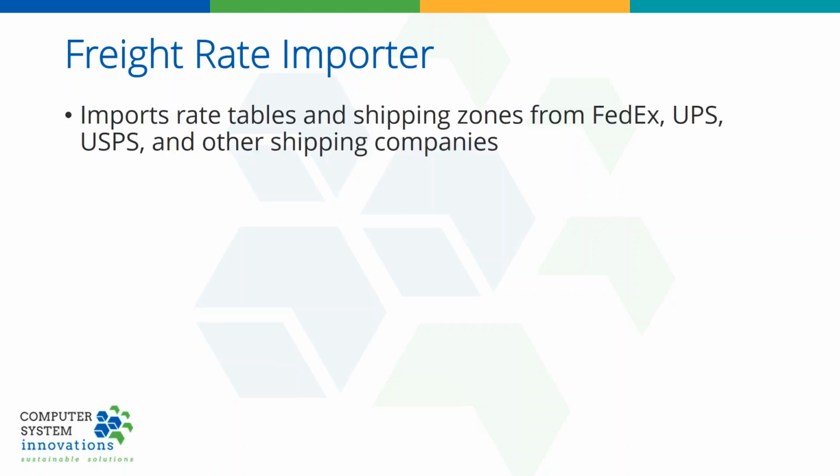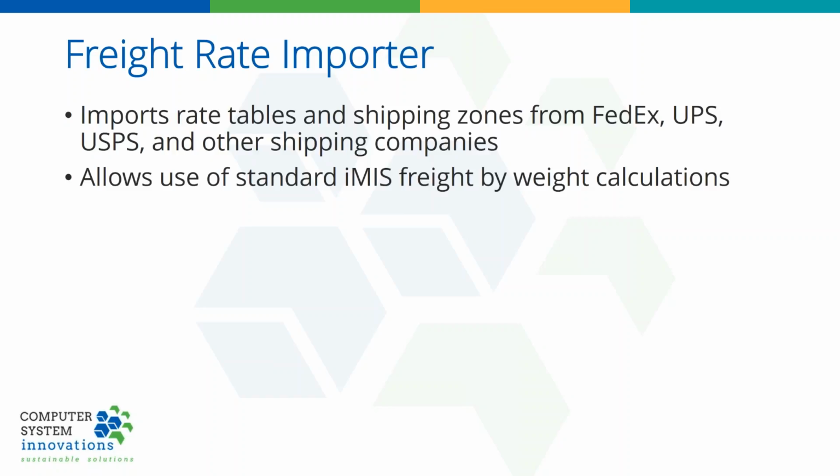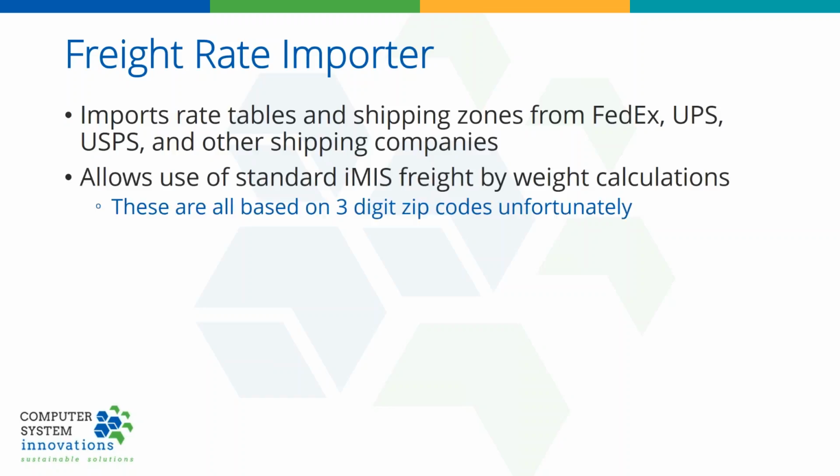So Freight Rate Importer brings in rate tables and shipping zones from FedEx, UPS, and USPS, and if you want, other shipping companies as well. It uses the standard IMUS freight by weight calculations, and unfortunately, those are all based on 3-digit zip codes. As you probably know, at least UPS has some 5-digit zip codes in their freight rate calculations. IMUS just doesn't support those. So Freight Rate Importer can't bring in a 5-digit zip code when IMUS cuts it off at 3.